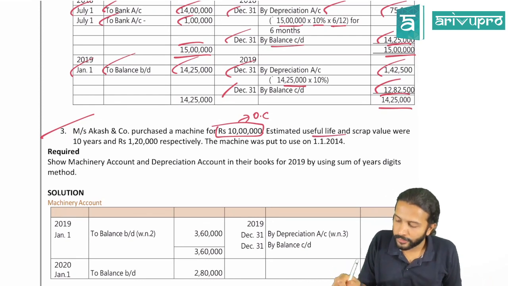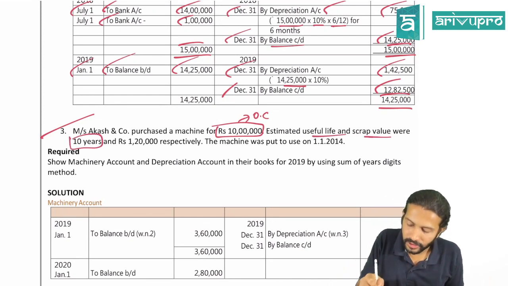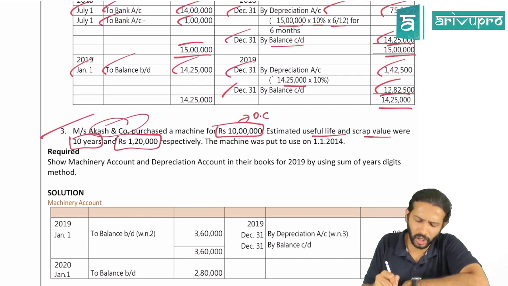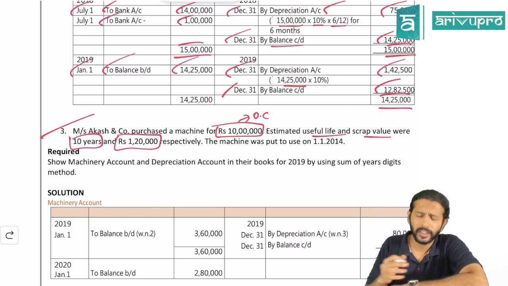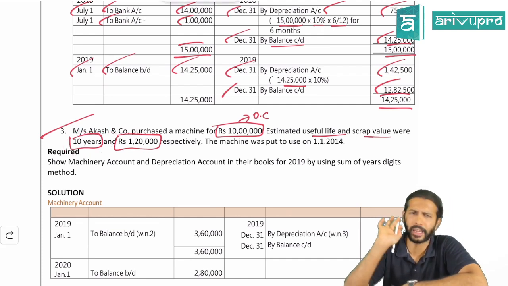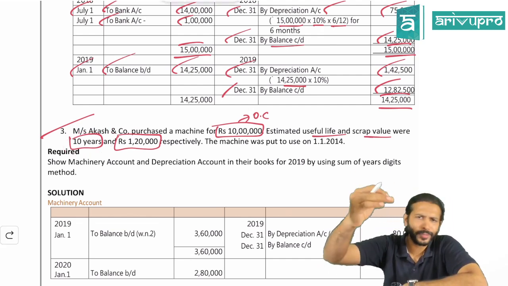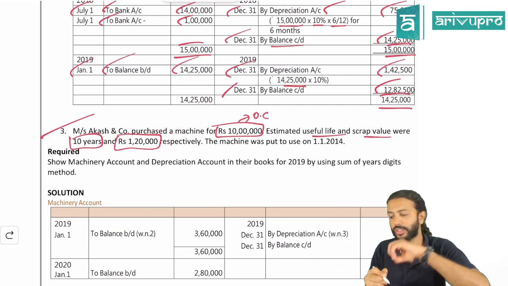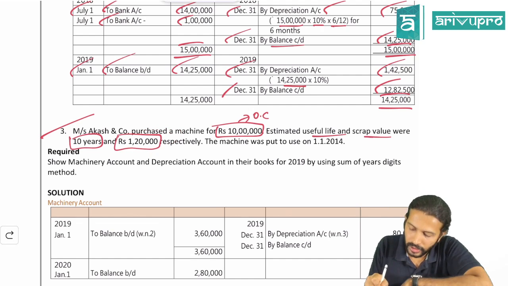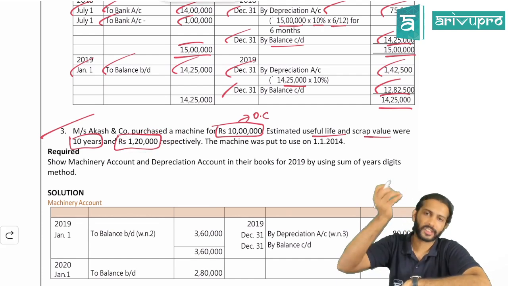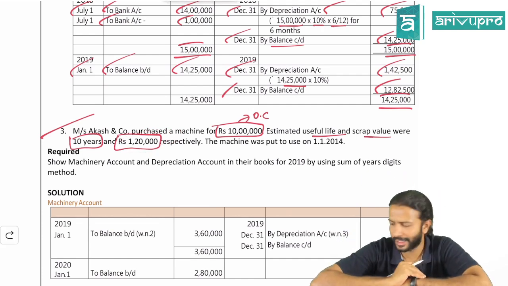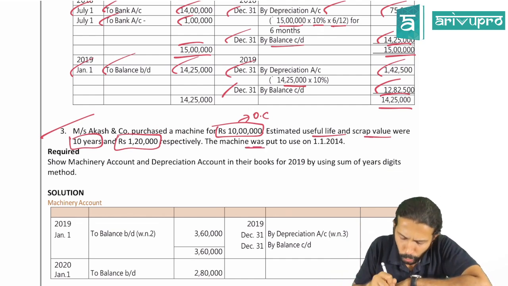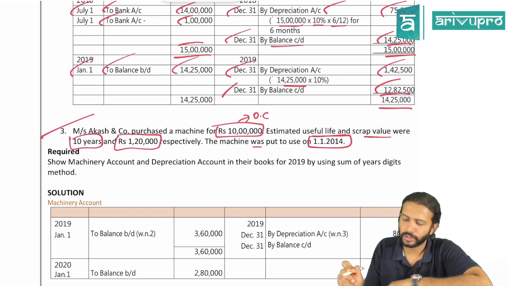Estimated useful life and the scrap value were 10 years and 1,20,000 respectively. So Messrs. Akash, this particular entity, are thinking they will use this asset for 10 years. At the end of the 10th year, when they sell this asset, they are estimating they will get 1,20,000. That is what we mean by residual value or scrap value or salvage value. Multiple names, the meaning is the same. The machinery was put to use on 1st January 2014.